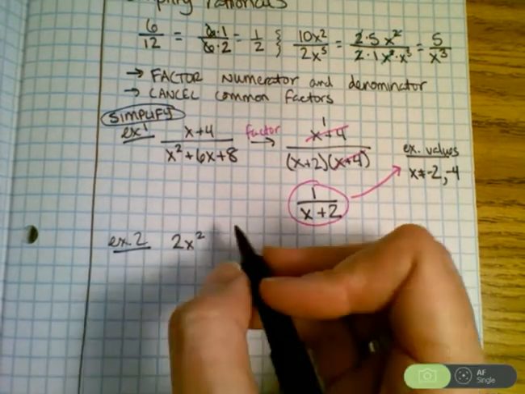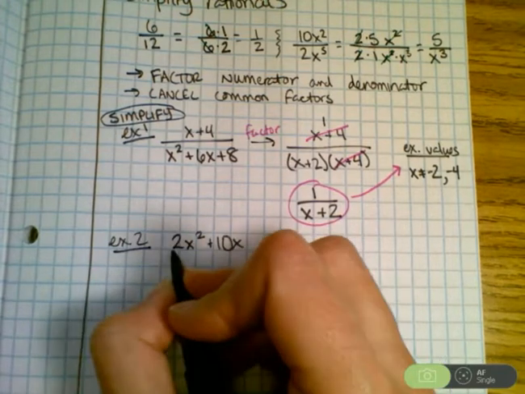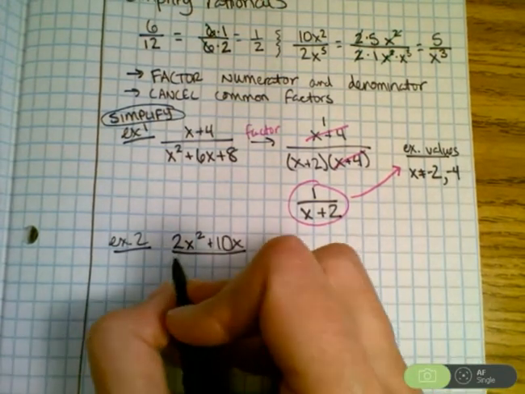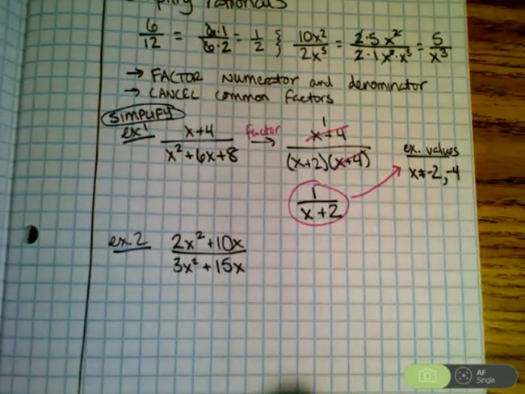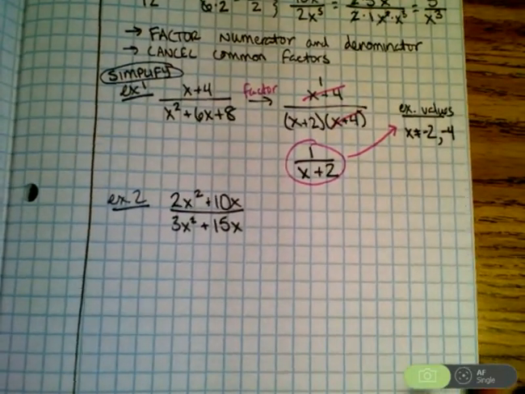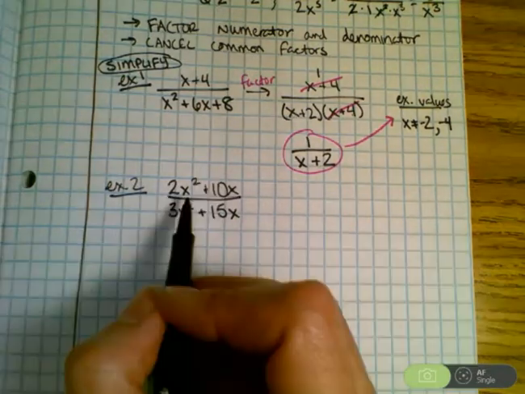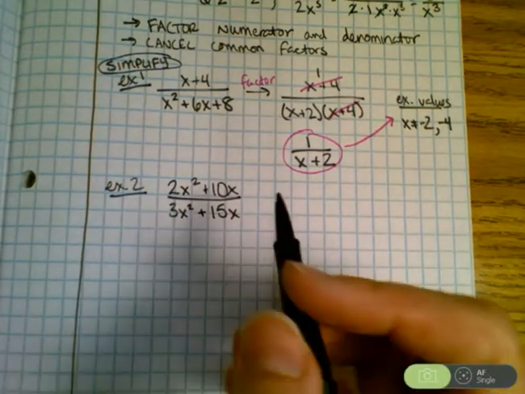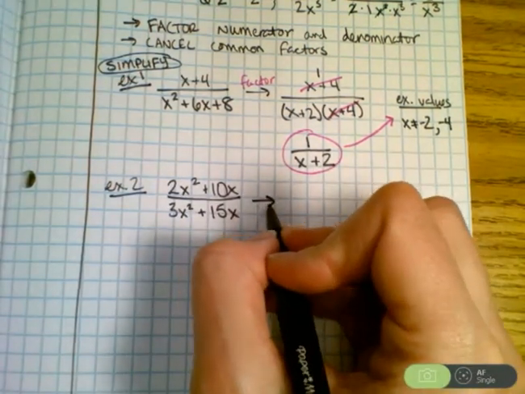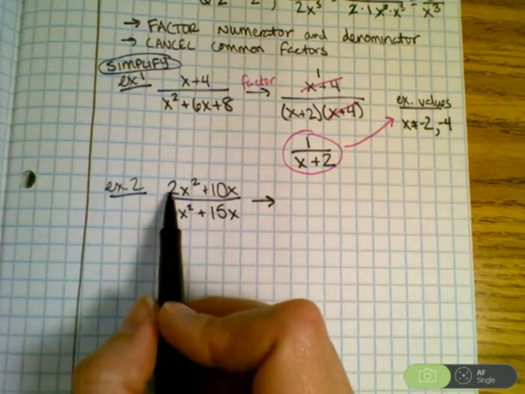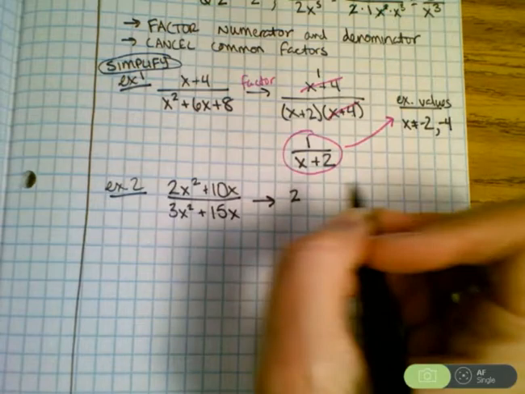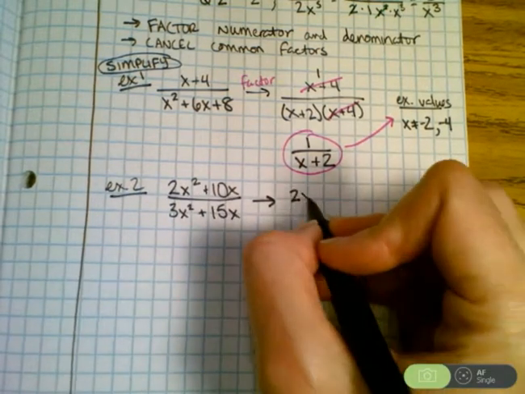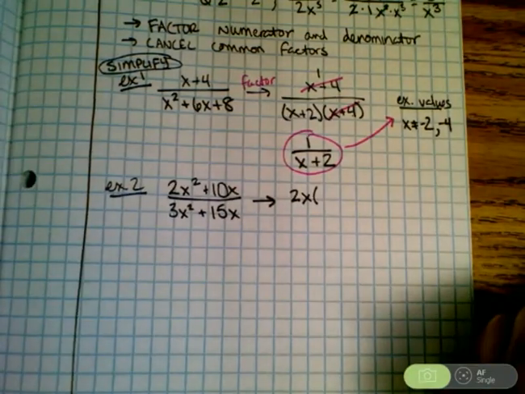2x squared plus 10x over 3x squared plus 15x. So this kind of factoring is what still messes people up. I think they just forget that they can take out least common or greatest common factors. So if I look at the 2 and the 10, both of those have a factor of 2 in them. If I have an x squared and an x, both of those have a factor of x in them.